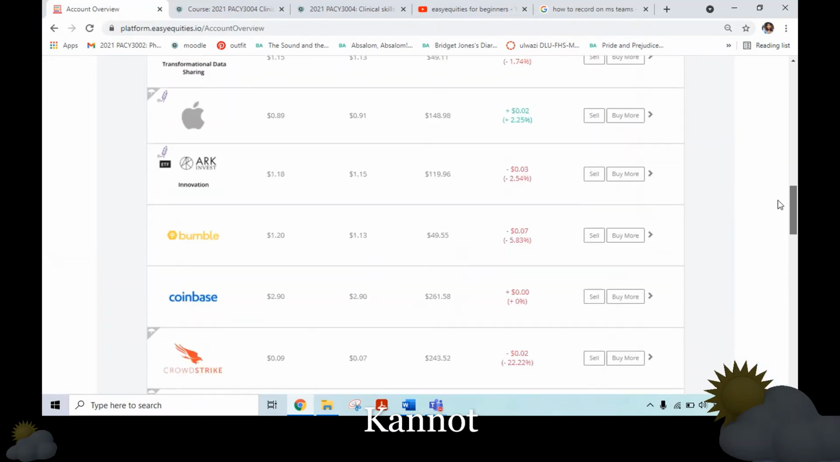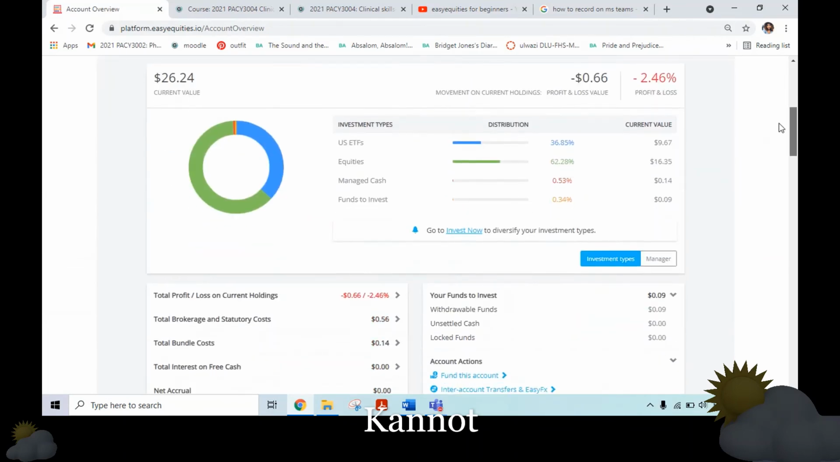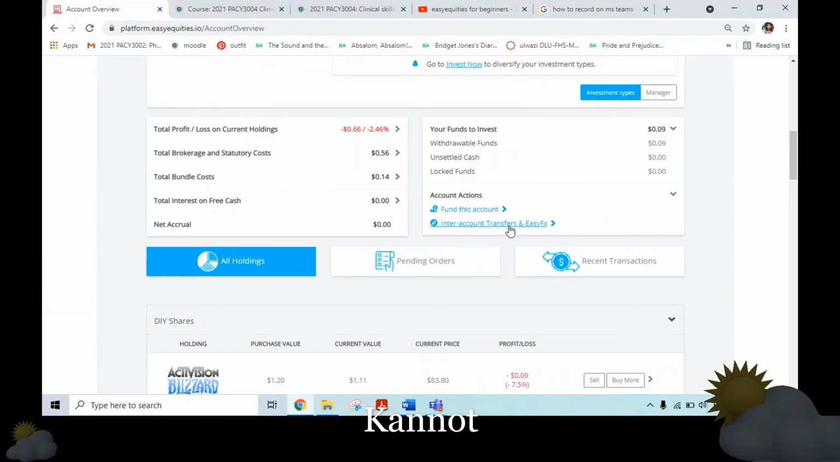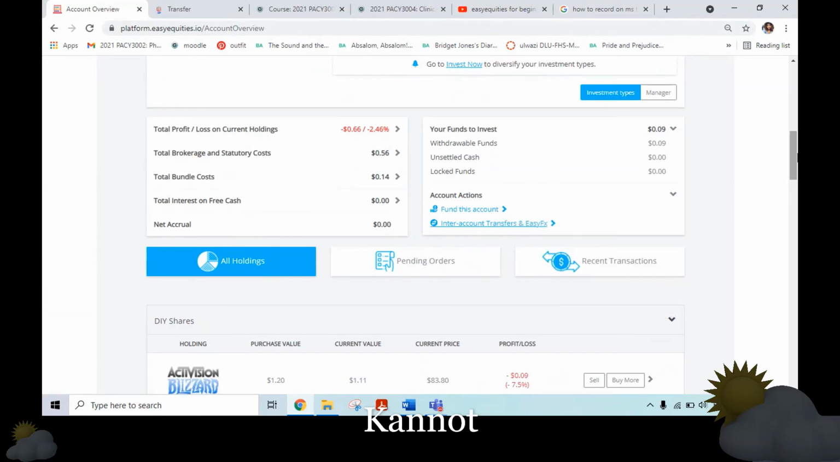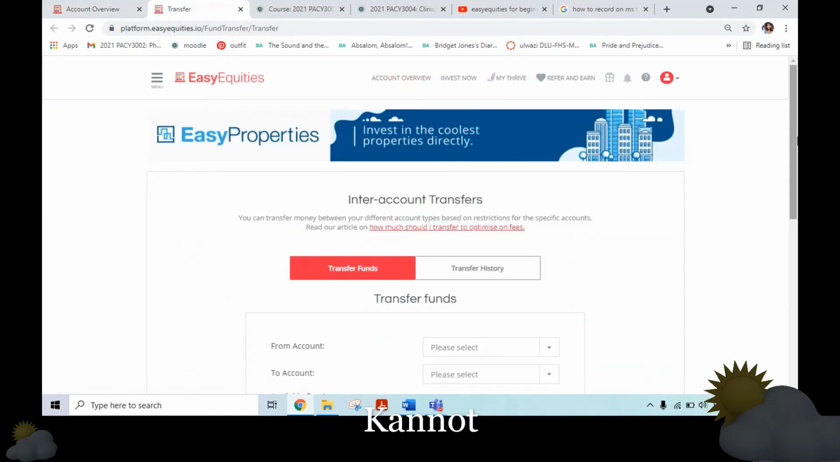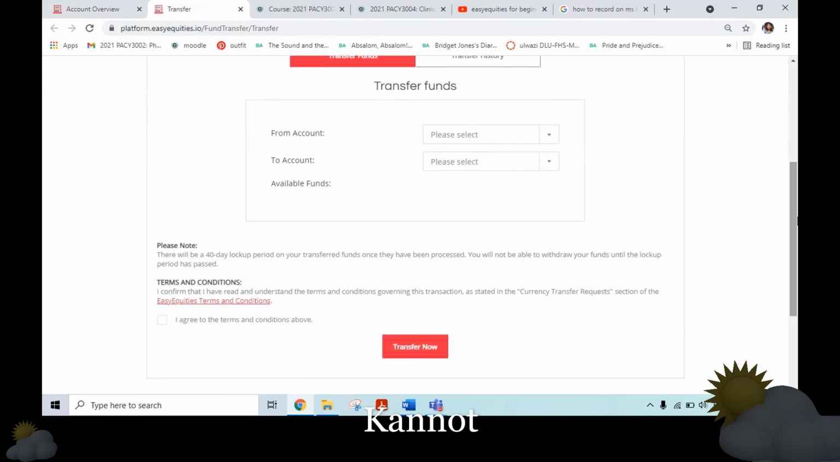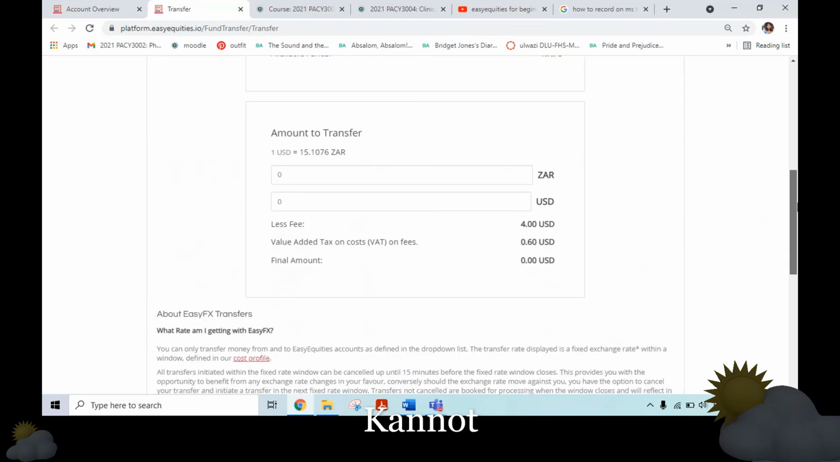So now the cons, yeah, let's just discuss the cons. Okay. So funding this account, it's a lot. The easiest way to fund this account is to load money into your EasyEquities ZAR account and then just transfer the money here. But I did that twice. Okay, so I have $26 there. So let's say from ZAR to USD. Okay. So now I've only got 7 Rand there, right?